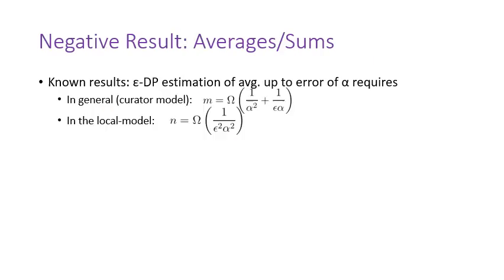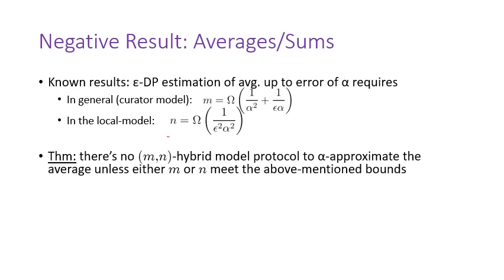Okay, so let's talk about a negative result now. Suppose we have m plus n individuals and each one of them holds a number between 0 and 1, and we want to estimate the mean of these m plus n values up to an error of alpha. There is one lower bound that we've already discussed in the local model, and there's another one for the Curator model. Basically, we show in our work that we cannot improve on these lower bounds. Namely, there does not exist an m,n hybrid model protocol for estimating the average of m plus n users up to an error alpha unless m or n meets those lower bounds. Namely, we cannot do better unless we do it purely in the Curator model or purely in the local model.